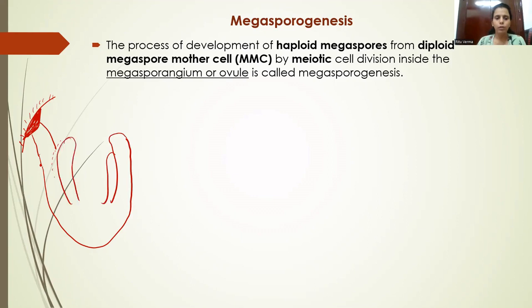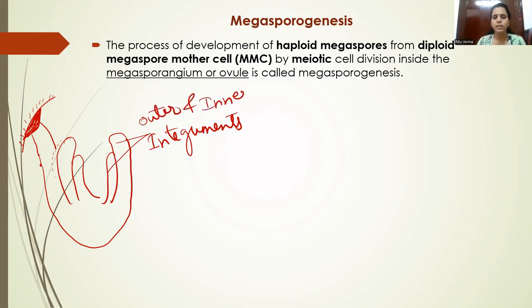Now in the body of the ovule, there are two layers of cells, and these two layers of cells are known as integuments. The integument or layer of cells present outside is known as the outer integument, and the one present inside is known as the inner integument. So there are totally two integuments present in the ovules of angiosperms.